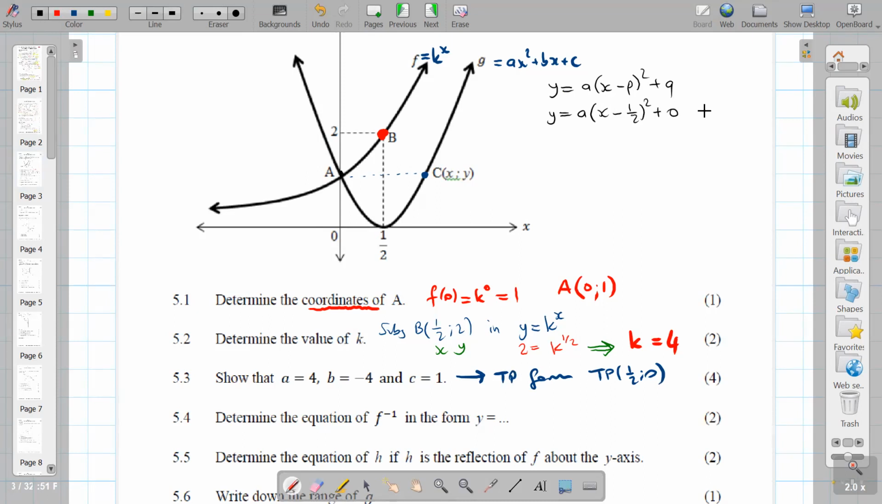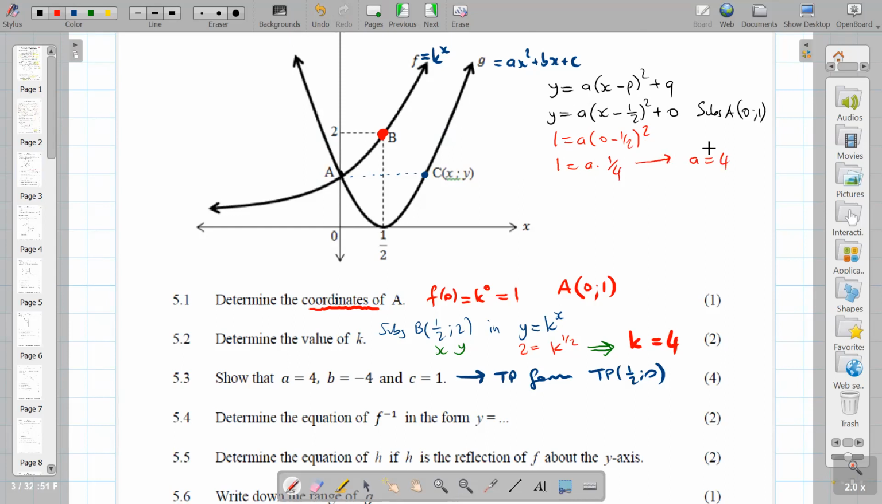So how do we find a? Remember, we substitute another point, which is the y-intercept, which is A. So we substitute the coordinates of A, 0 and 1. So what do we get then? It's 1 is equal to a times 0 minus half, squared. So 0 minus half squared is 1 over 4. So it's a times 1 over 4. So then we got a is equal to 4.